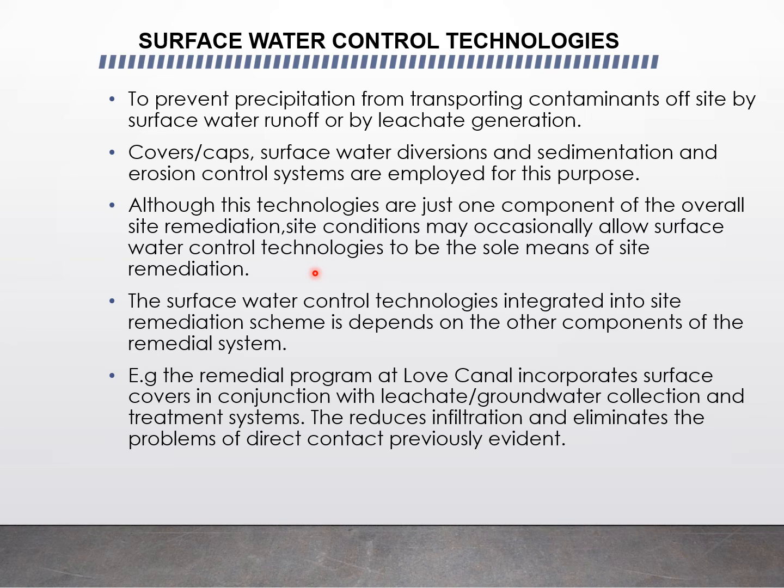The surface water control strategy integrated into the site remediation scheme depends on the other components of the remedial system. For example, the remediation program at Love Canal incorporates a surface cover in conjunction with the leachate and groundwater collection system and treatment system. So it reduces infiltration and eliminates the problem of direct contact previously evident.